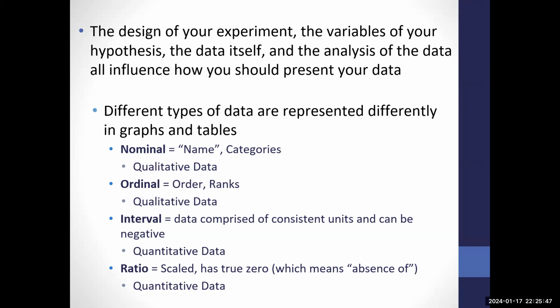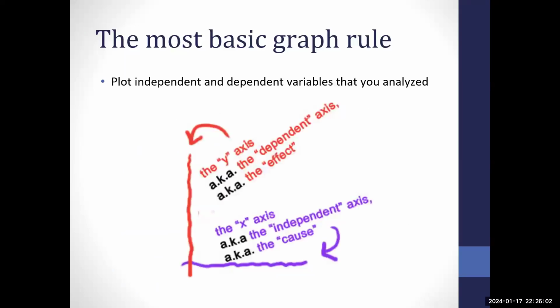And so why am I talking about these different types of data and how to categorize data? Well, these types of data actually can help us to understand how best to graph our specific data that we've collected. Our data helps us to determine which type of graph that we are going to make. The most basic of all graphing rules is that we plot the independent and dependent variables on two different axes.